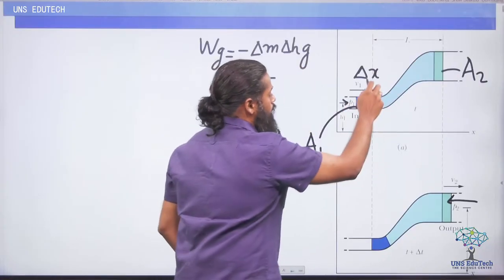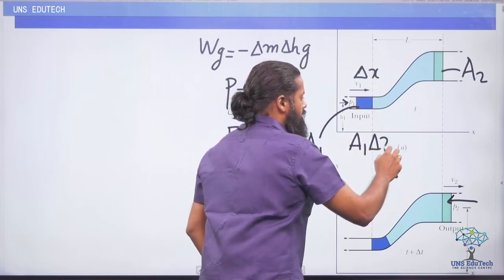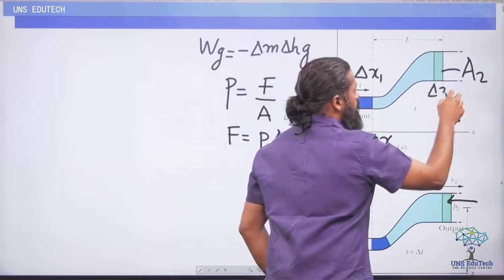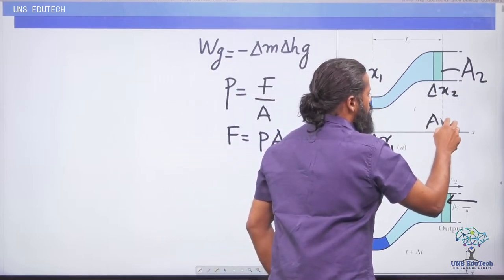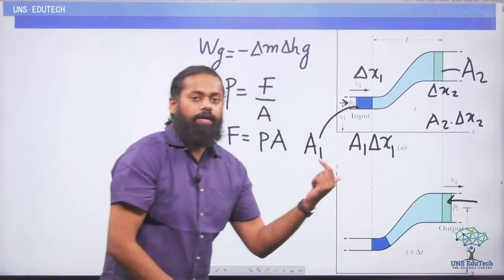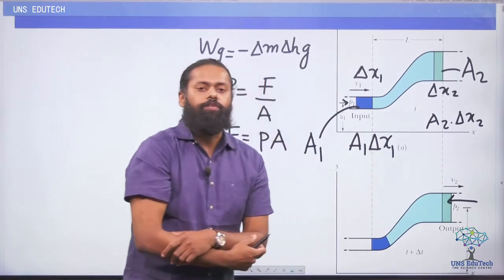That means A1 into delta x. So A1 into delta x1 in this location. We call it delta x1. This is delta x2. This is A2 into delta x2. What is this? If you are dividing by time, that is going to give you the volume flow rate.